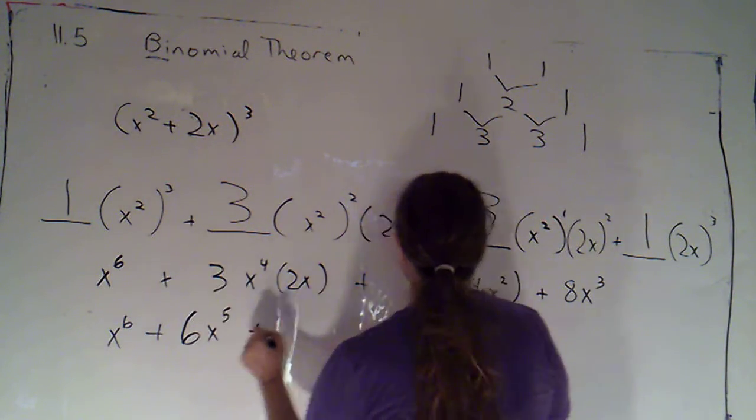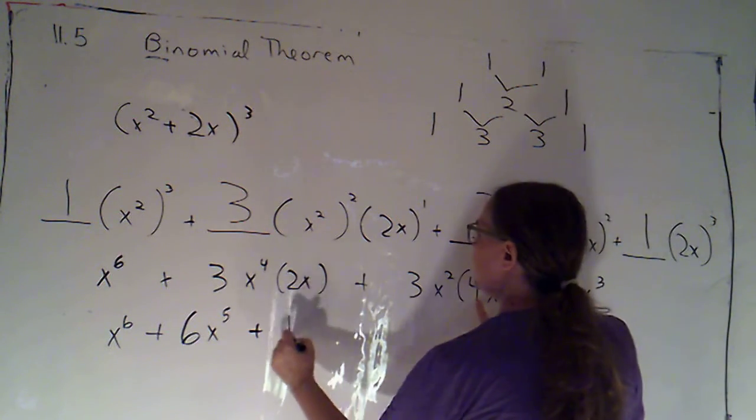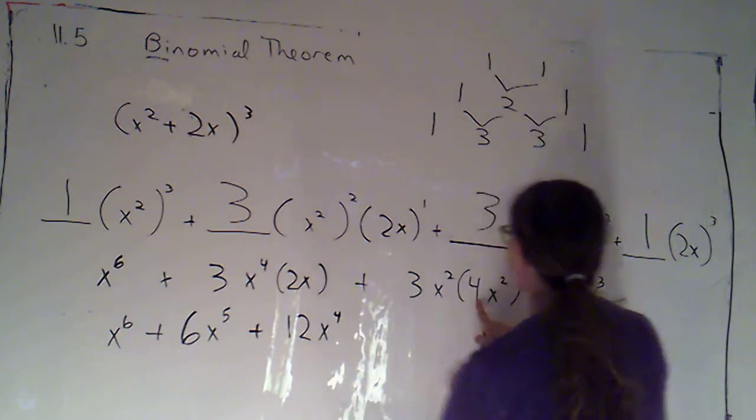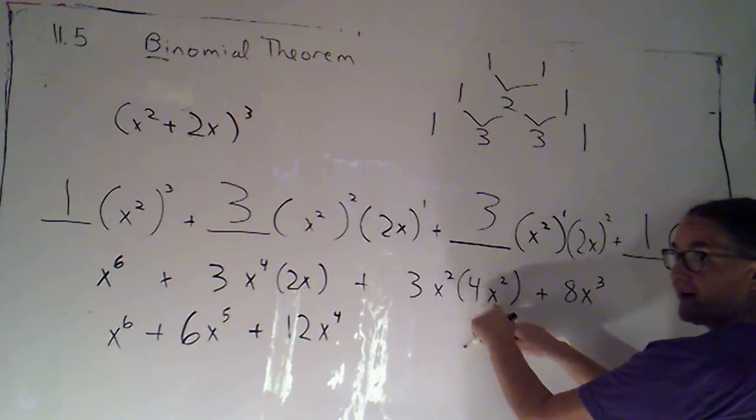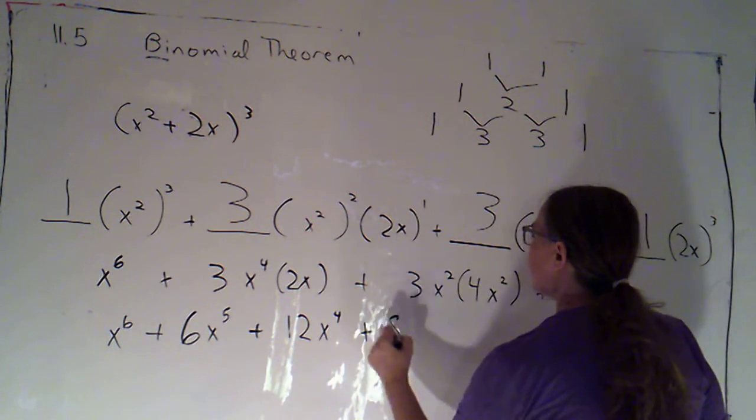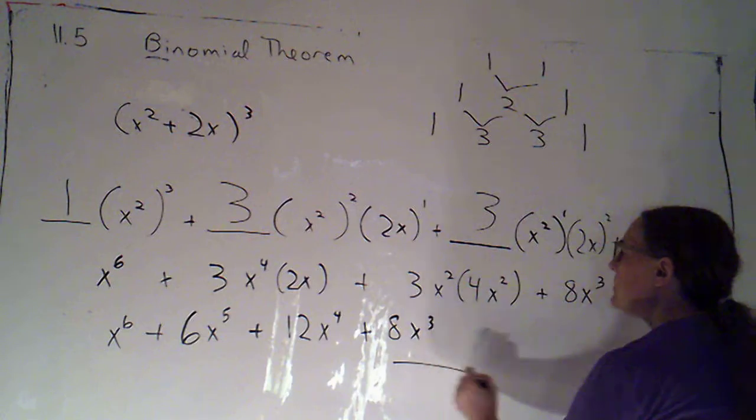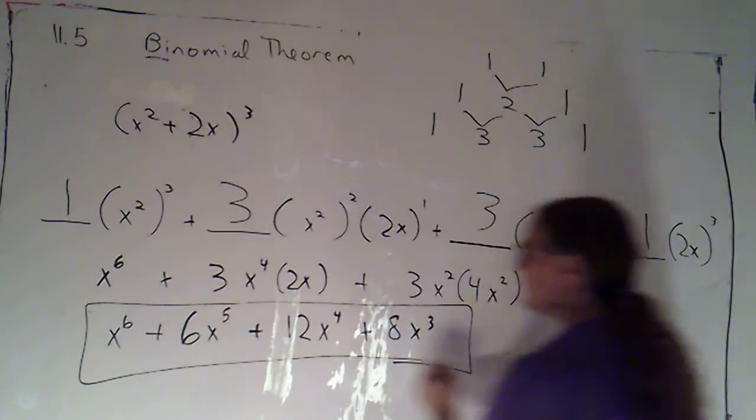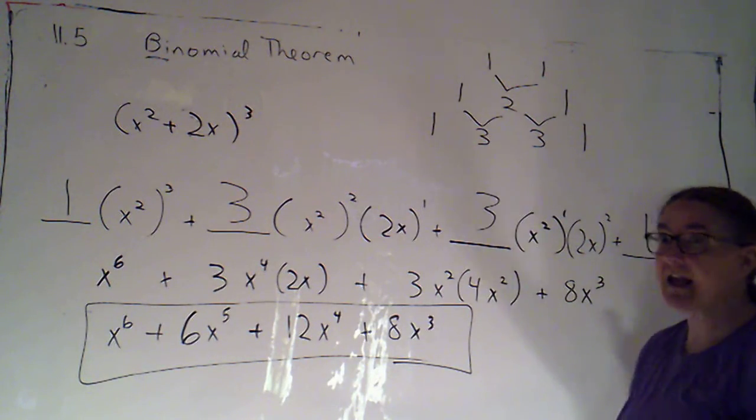So then this is x to the 6th plus 3 times 2 will give me 6 x to the 5th plus 3 times 4 will give me 12 x to the 4th because I have x squared and x squared, plus 8x cubed.